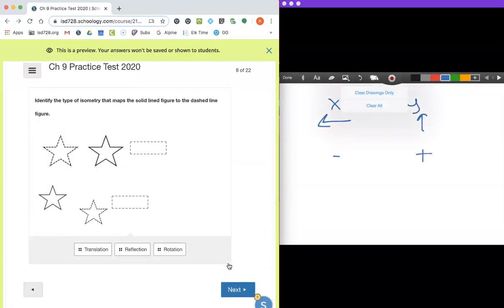Okay. With these ones, there's not too much to worry about. We're looking at what type of isometry could we get to take this solid one and make it land on the dashed one. So I could translate that one over. That would be an okay answer there. But that's not the only answer that's acceptable for this one. I could also do a reflection on this vertical line right here. So I could have put reflection there.